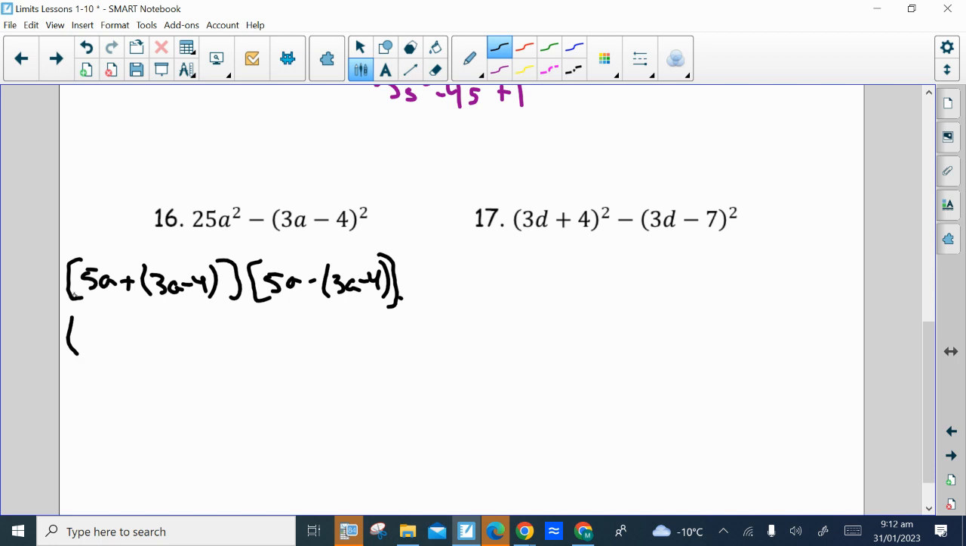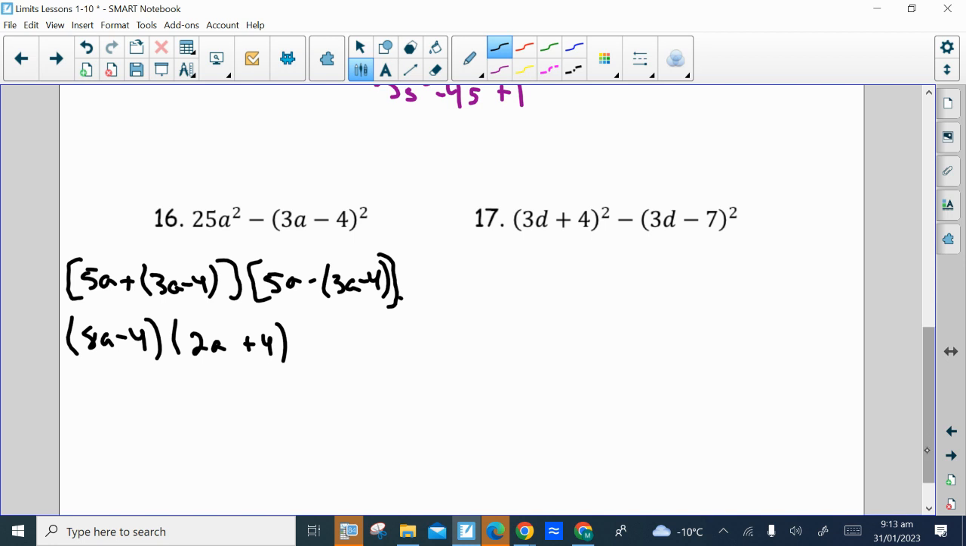A plus sign changes nothing, so you have 5a plus 3a, which is 8a take away 4. But for the second one, you got the minus sign in front of the bracket. It changes all the signs inside. 5a take away 3a is 2a, and the negative 4 becomes a positive 4 because of the negative in front of the bracket.